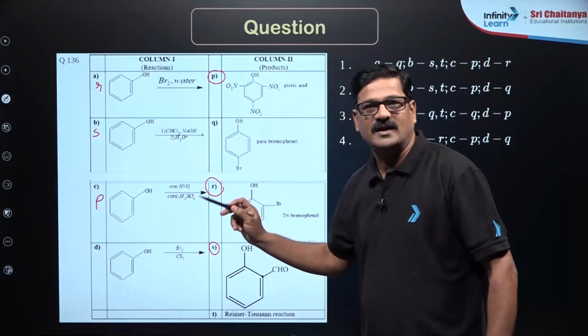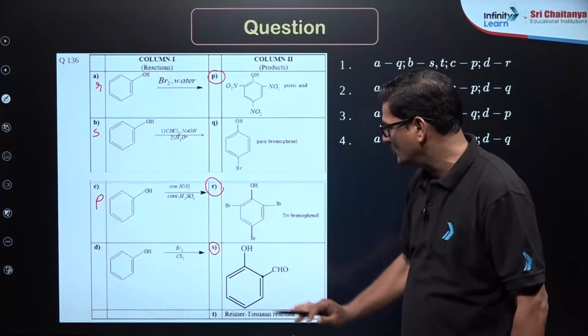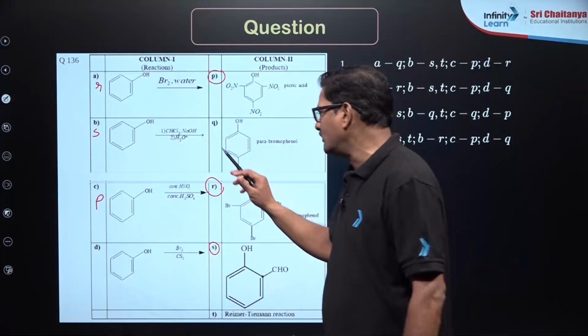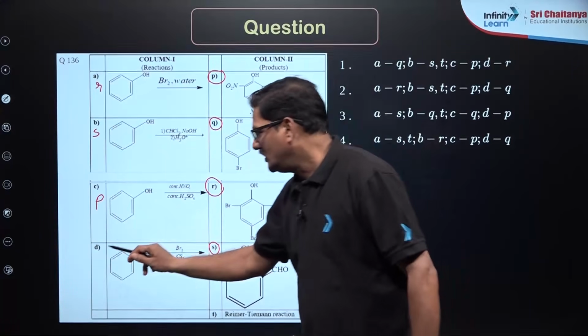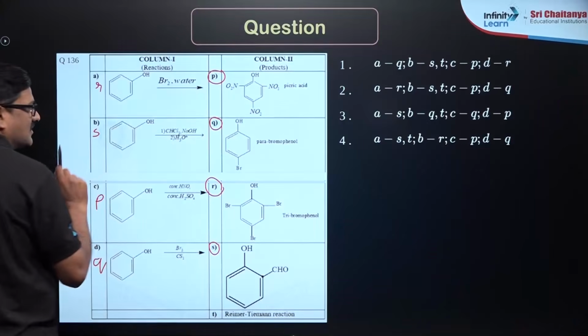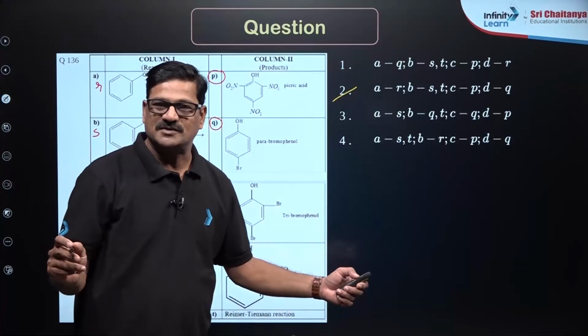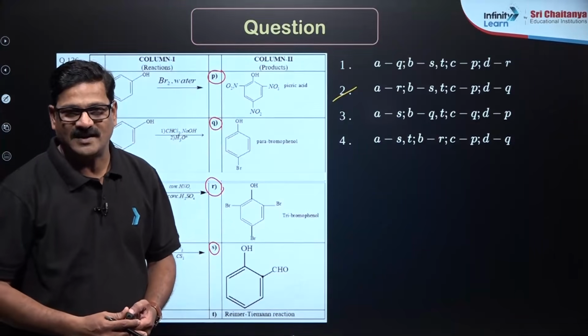And the phenol reacted with Br2 and carbon disulfide as a nonpolar solvent, you are going to get a monobromo product. So D is going to be Q. By looking at that, the correct answer for this question, I am going to opt for option 2 as the correct answer for this reaction.